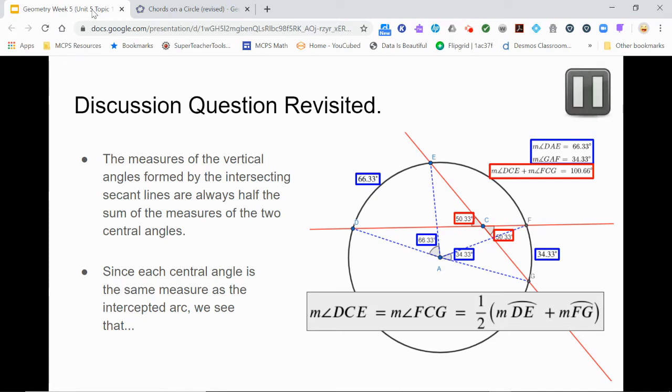Pause the video here and fill in the blanks on your capture sheet, showing the relationships between the vertical angles and the two arc measures.